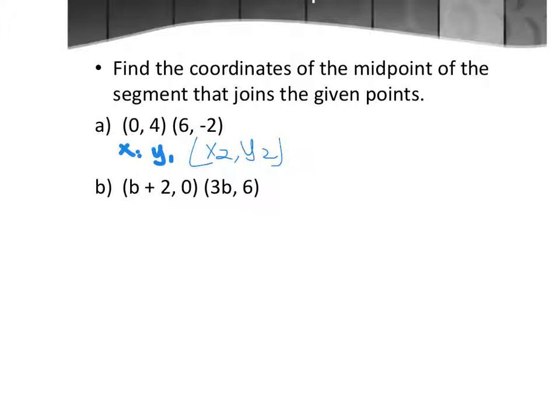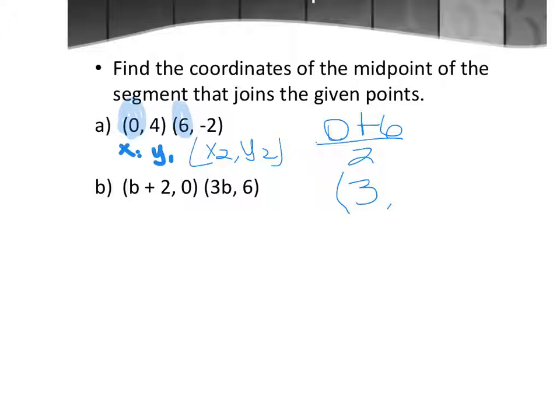So I'm first going to add the two x's. So it's going to be the 0 and the 6, because remember, in an ordered pair, the first number is x, the second number is y. So I'm going to add 0 plus 6 and then divide by 2. 0 plus 6 is 6, divide by 2 is 3. So far I've gotten the x of my midpoint.